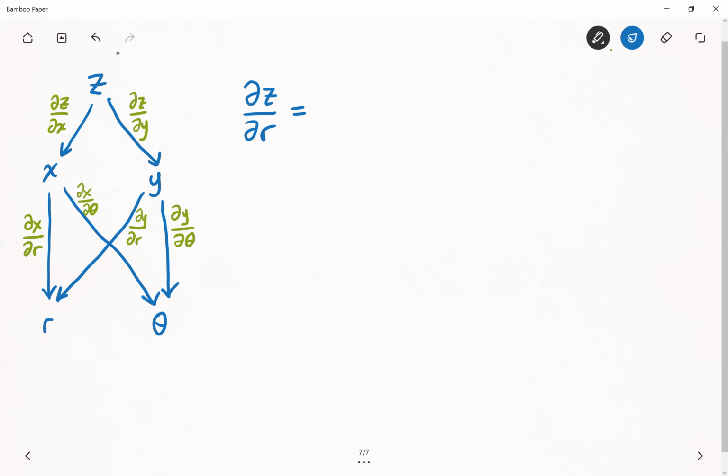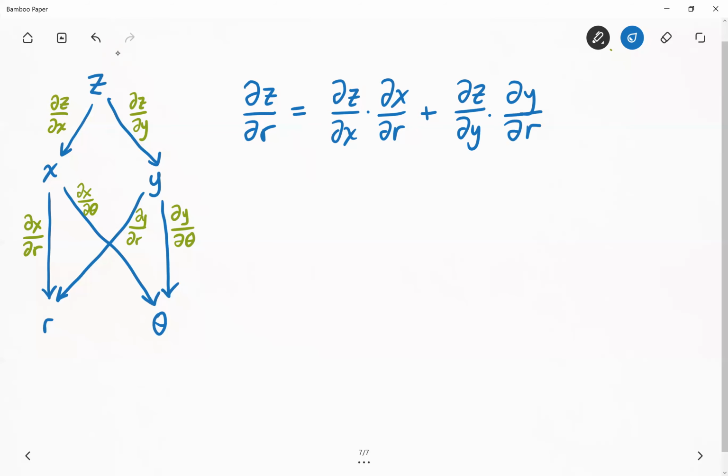And so the chain rule for dz dr will be dz dx times dx dr plus dz dy also times dy dr.